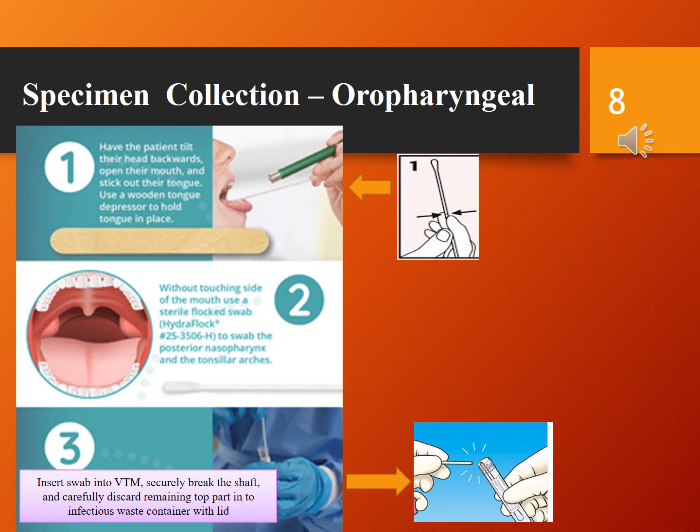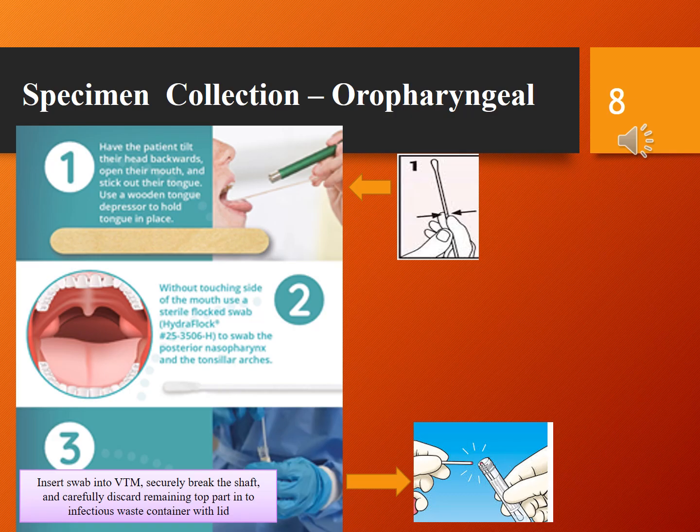Oropharyngeal specimen collection. Step number 1. Have the patient tilt their head backwards, open their mouth, and stick out their tongue. Use a wooden tongue depressor to hold the tongue in place.